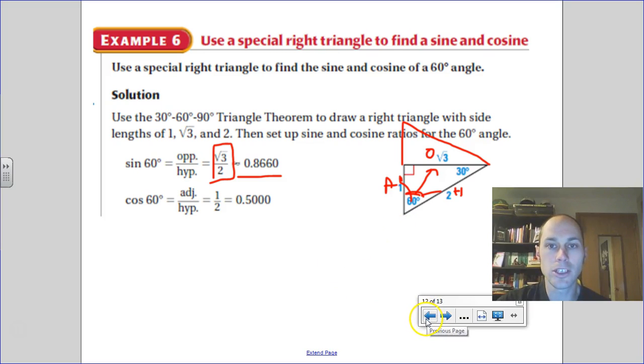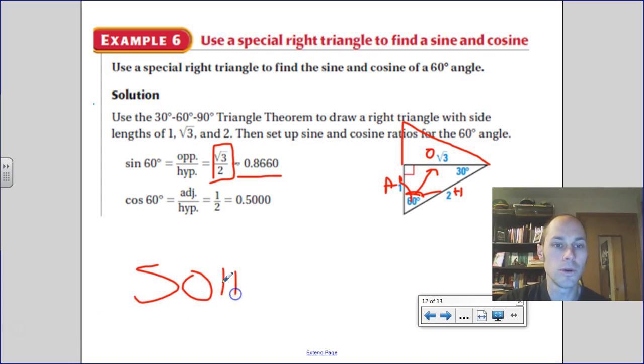So we learned the trig ratios, we learned how to apply them. You can do some practice in there, and always remember SOH CAH TOA. Keep those words in your mind as you do your work.